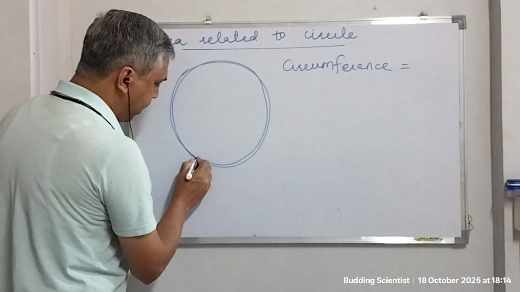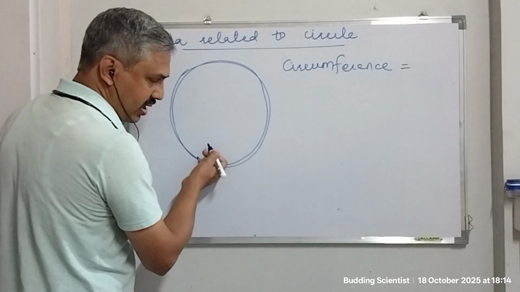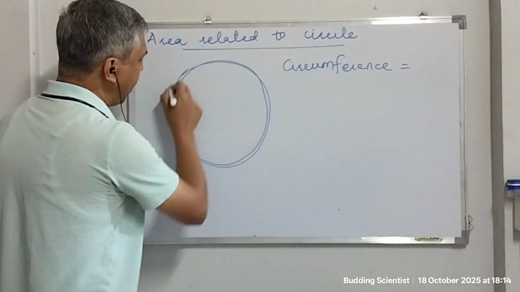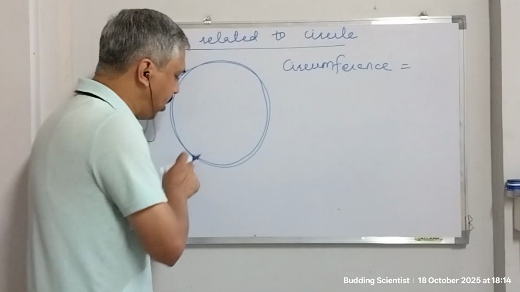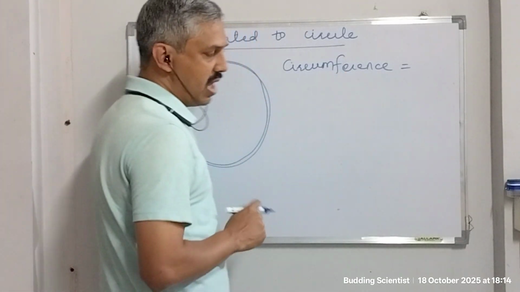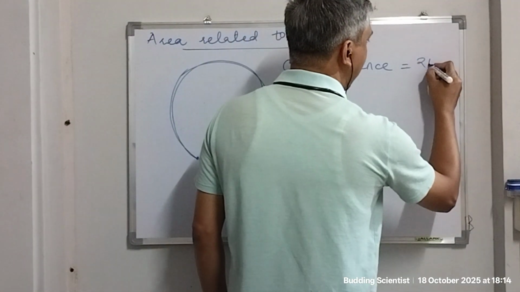So if you start from here and don't get inside the circle, don't go outside the circle, just walk along the boundary of the circle. Then the distance that you have to travel is called a circumference. And that circumference is equal to 2 pi r.